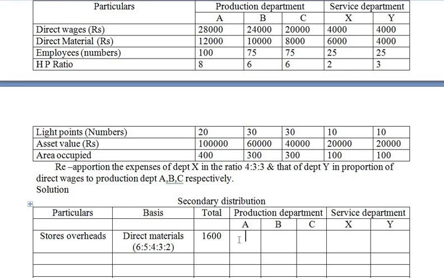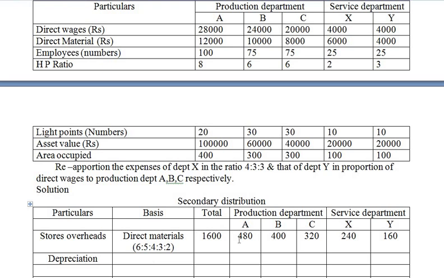So 1600 into 6 divided by the total of those. You will get 480, then 400, then 320, 240, 160. Fine? Now take down the next expense. Next is depreciation.